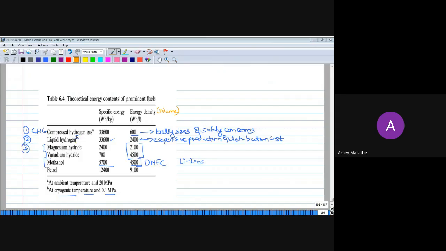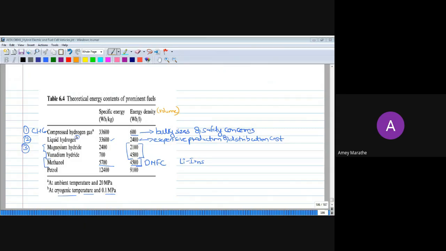Similarly, for liquid hydrogen, the specific energy is comparable to compressed hydrogen gas, and you are getting a very good energy density as well. But the production process is demanding, because you have to do this at a very low pressure, 0.1 megapascal, and at a cryogenic temperature. So the production is expensive and distribution is expensive. Cost-wise, this is very expensive.